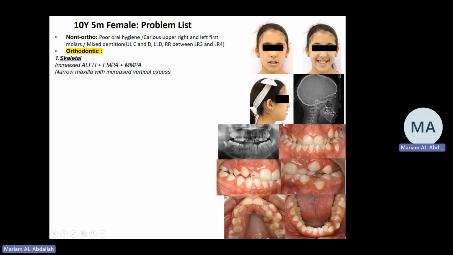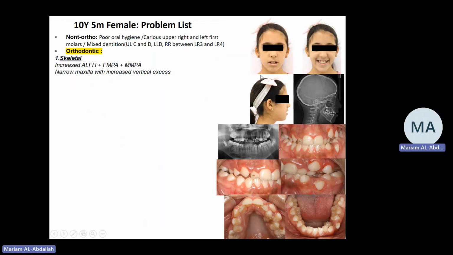Convexity of the face is acceptable, it is mild, so I don't write anything in terms of the anterior posterior dimension. In the vertical dimension, I have a problem. I have increased lower facial height, increased maxillomandibular plane angle, as you can see here, and increased Frankfurt mandibular plane angle. So this is a problem that I have to mention in my problem list.